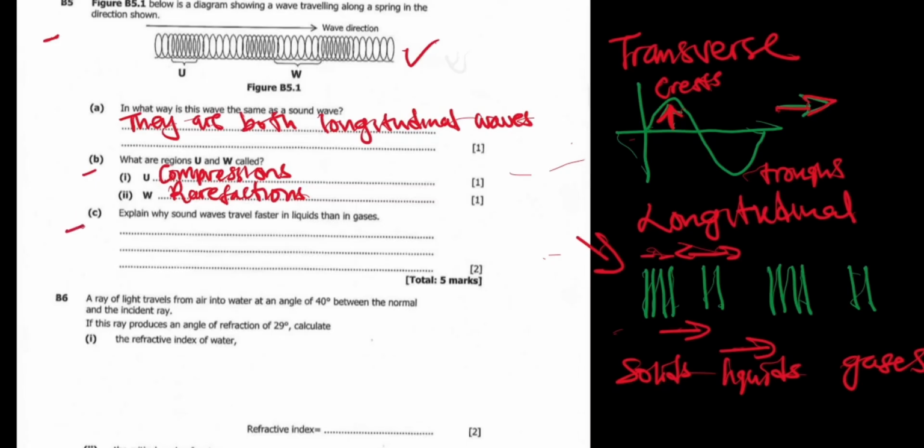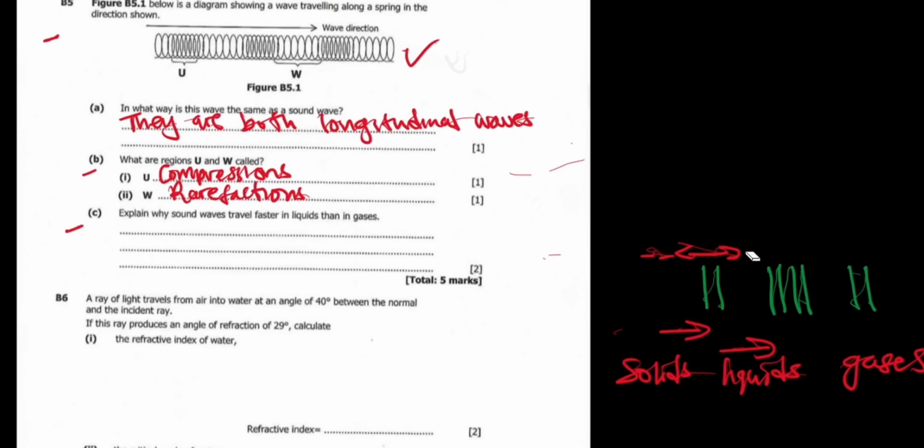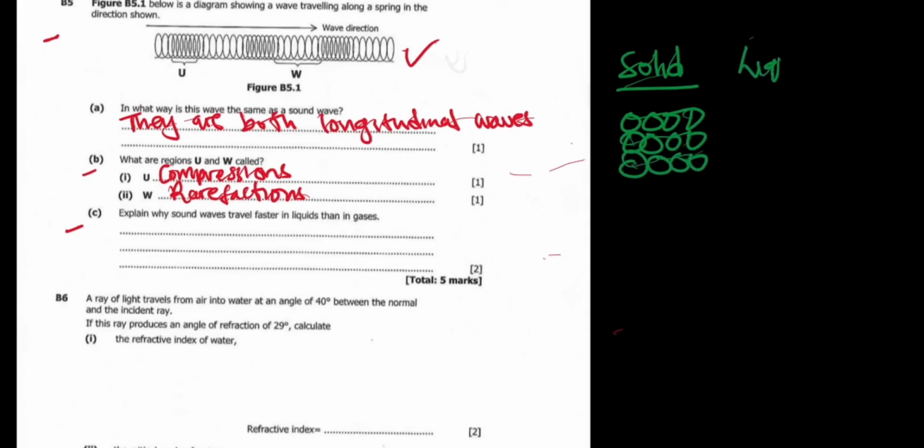Now, question C says, explain why sound waves travel faster in liquids than in gases. Well, when you look at the arrangement of particles in liquids and gases, actually, let's write solids. So this is solid. So we're going to say particles are arranged in this manner. When you're looking at liquid, particles are arranged in this manner.